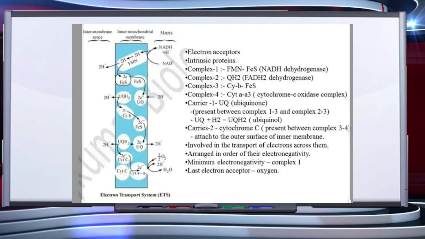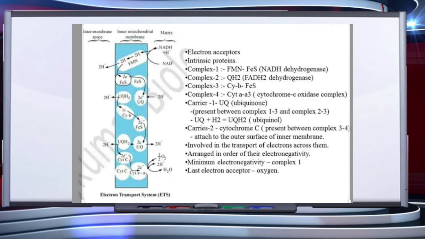Cytochrome c is a small protein attached to the outer surface of the inner membrane of mitochondria, and acts as a mobile carrier for the transfer of electrons between complex 3 and complex 4. Here, complex 4 refers to the cytochrome oxidase complex containing cytochromes a and a3 and two copper centers.